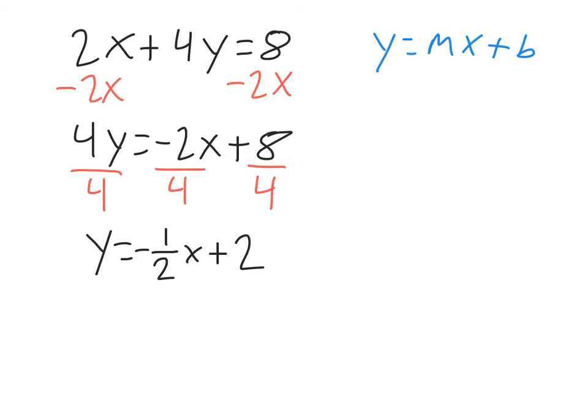So now we have this in slope-intercept form. Y equals negative 1/2 x plus 2. So our slope, which is what we're looking for, is what's in front of x. Negative 1/2. And you have to put the negative in there.